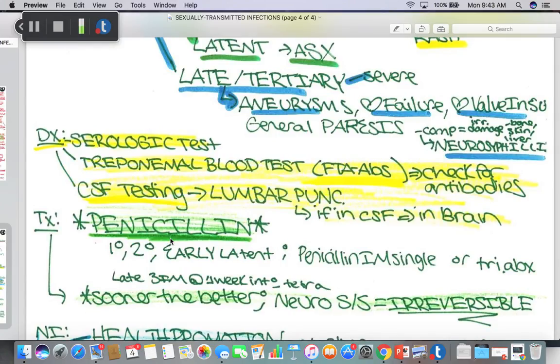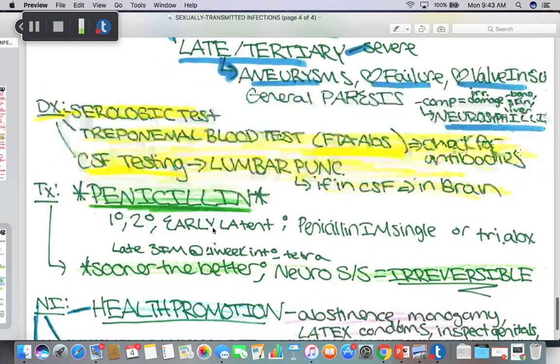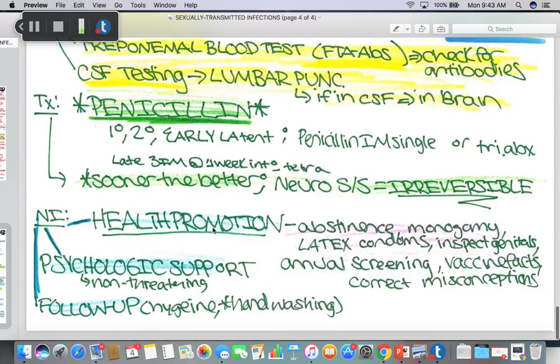Treatment for syphilis is penicillin. If it's primary, secondary, or early latent, you're going to use penicillin IM in a single dose. If it's late stage, you're going to do 3 IMs at 1 week intervals. The sooner the treatment, the better, and neurosyphilis symptoms are irreversible. So the patient has Swiss cheese brain.